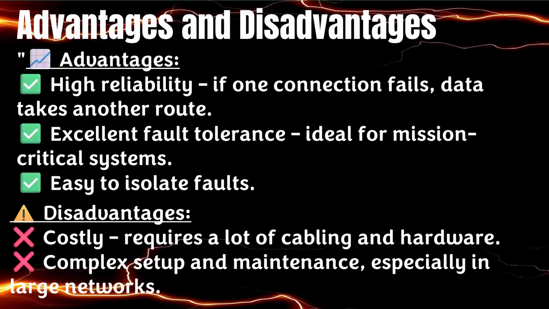So let's take a look at some general pros and cons of network topologies. Keep in mind that specific topologies may have unique strengths and weaknesses. The advantages of mesh topology are high reliability: if one connection fails, data takes another route. It also has excellent fault tolerance, which is ideal for mission-critical systems. Another advantage is that it is easy to isolate faults.